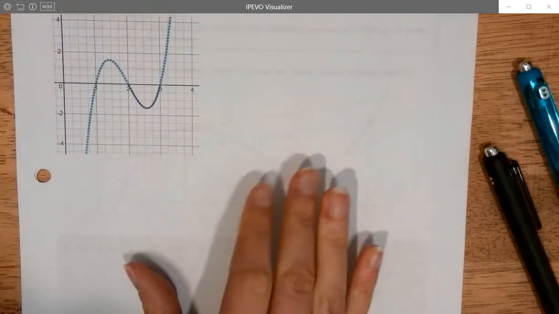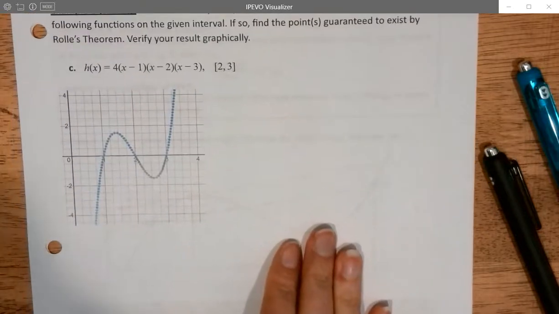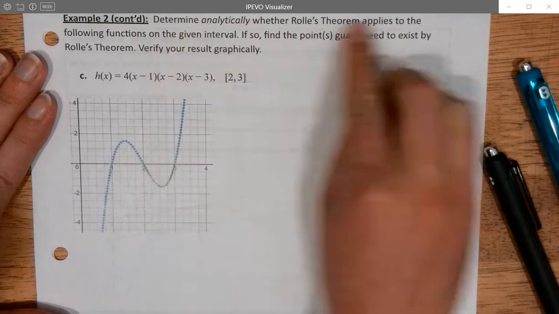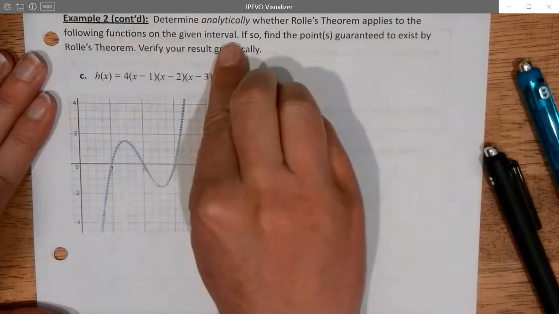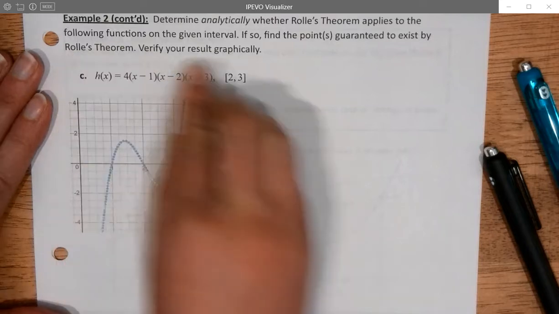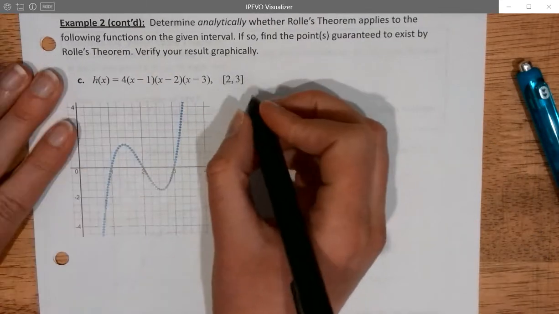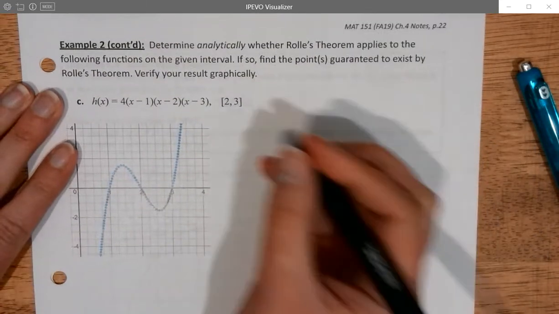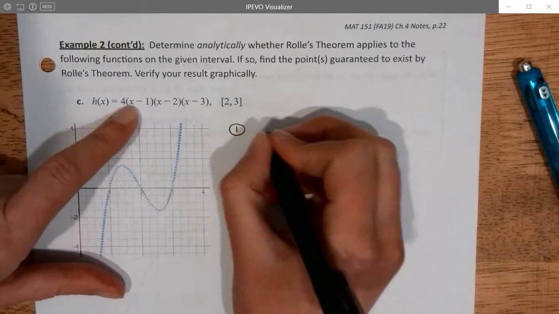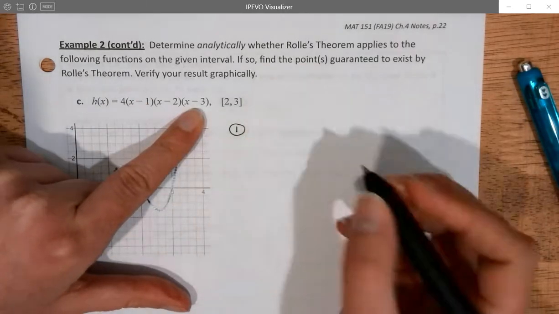Now we're going to look at a function where hopefully I will be able to verify the three conditions. So determine analytically whether the theorem applies, so prove it does. If it does apply, find the points guaranteed by the theorem. All right, so my three conditions. First, I need to talk about the domain. So h of x is polynomial, so it's continuous in all real numbers.